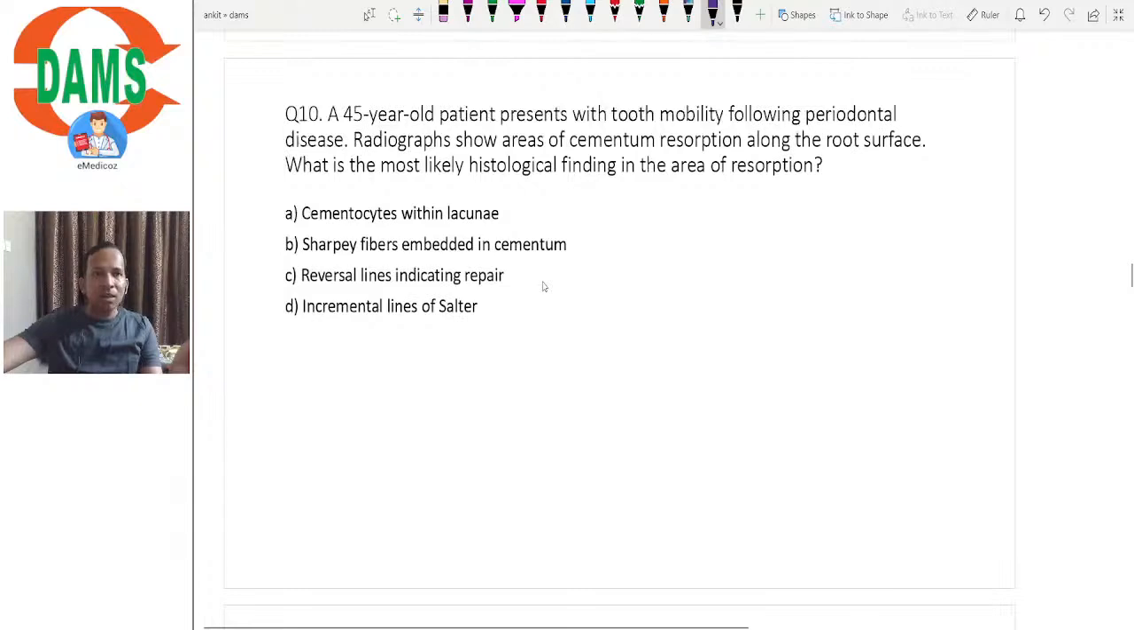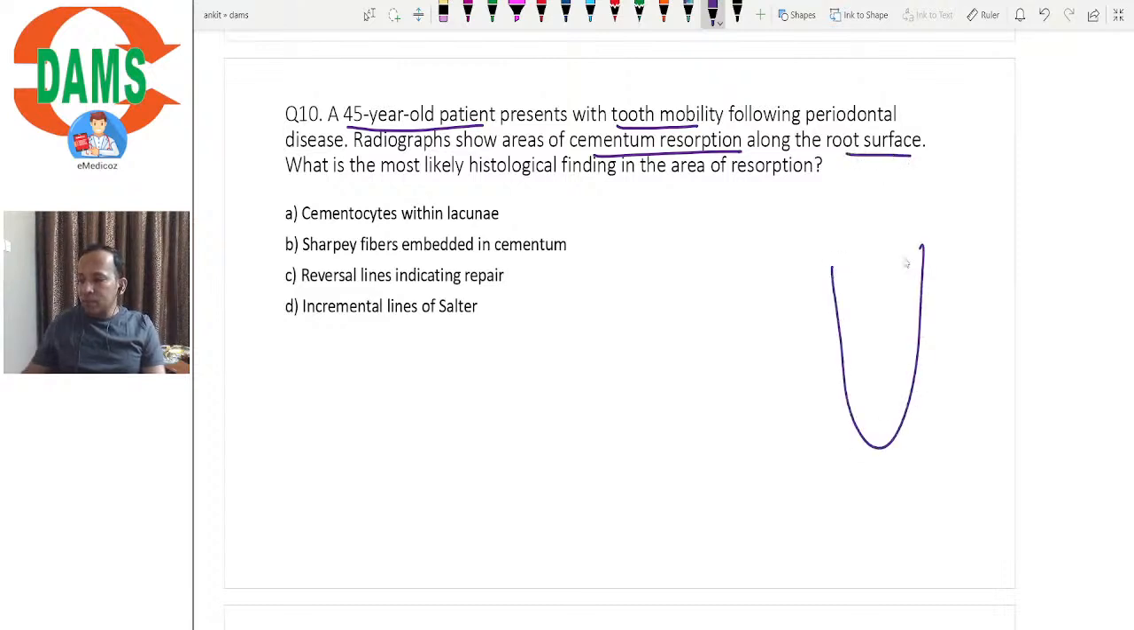Very good. So, next question. A 45-year-old patient, this is a case-based question, isn't it? A 45-year-old patient presents with tooth mobility following PDL disease. Radiographs show an area of cementum resorption along the root surface. So there is a resorption in the root surface as well as cementum, right? What is the most likely histological finding in the area of resorption? So in the area of resorption, what will you find?